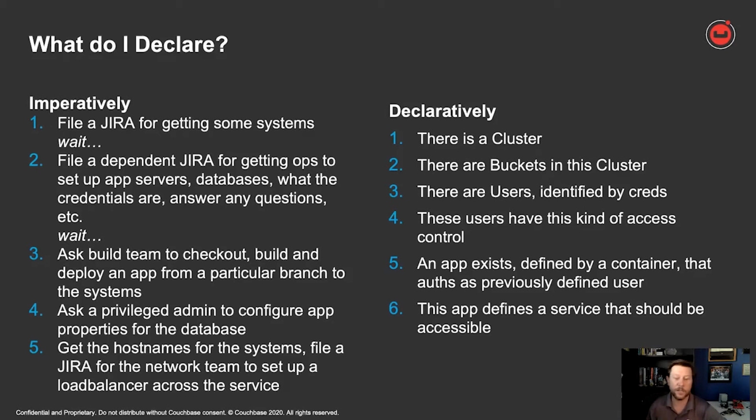I can just declaratively say there's a cluster. There are buckets in this cluster. There are users identified by credentials, and those users have a particular access control. And then there's an app that exists defined by a container, and that app should have access to that infrastructure. So those are the two different sort of approaches.